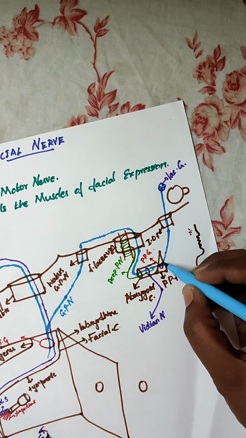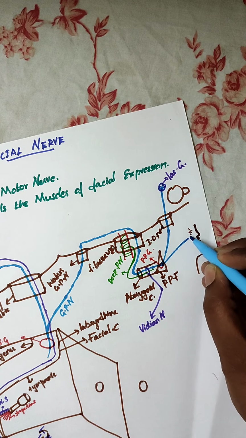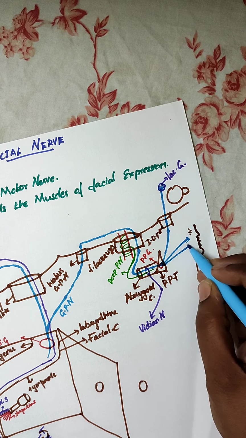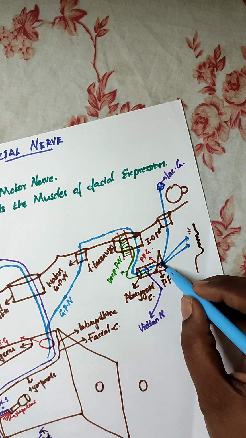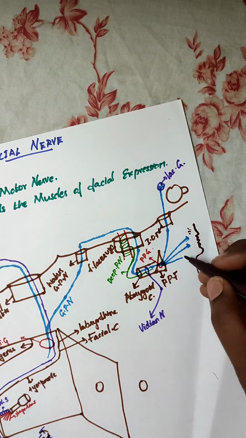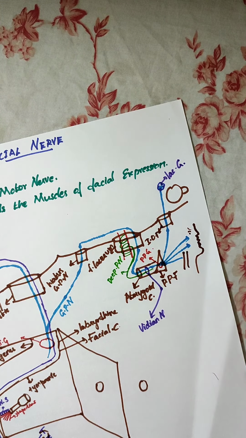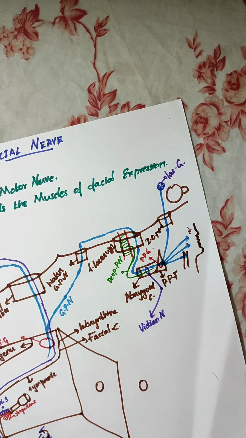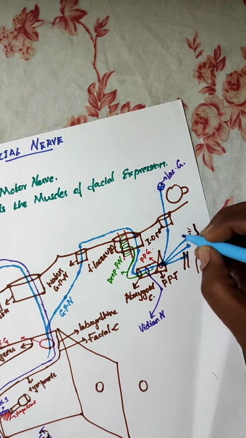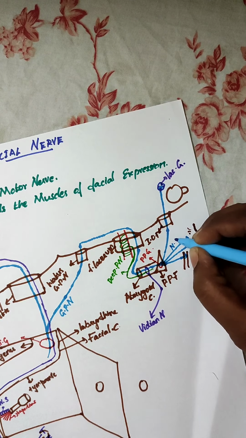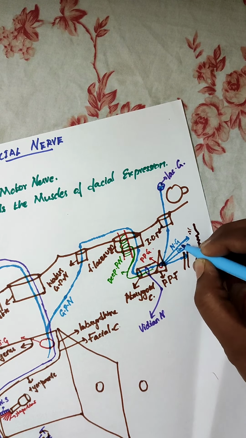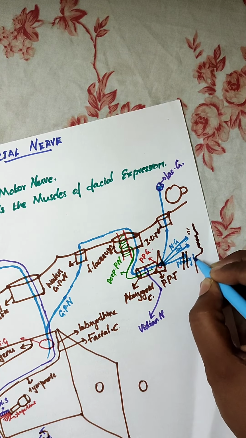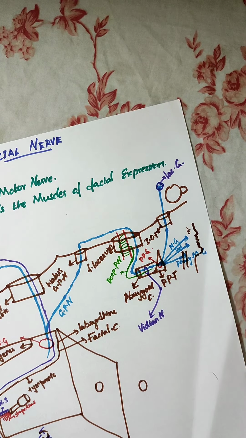It also innervates the nasal gland, palatine gland, and here comes the pharynx. It innervates the pharyngeal mucosal gland, nasal gland, palatine gland, and pharyngeal mucosal gland also.